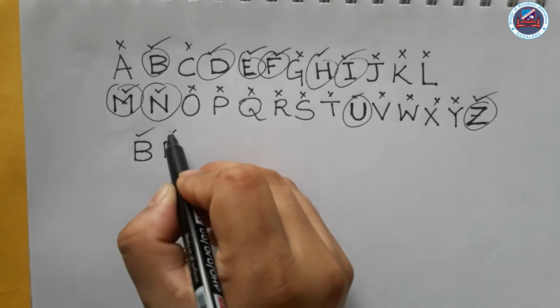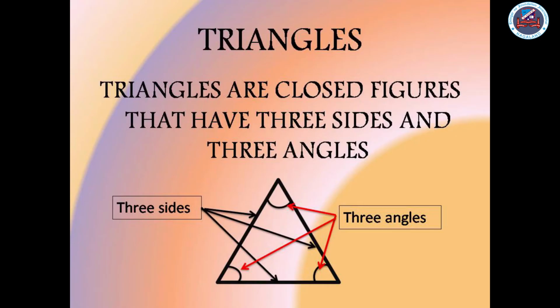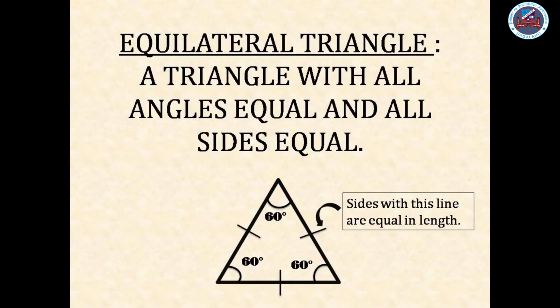parallel line. Triangles are closed figures that have 3 sides and 3 angles. The first triangle that we will be learning about is equilateral triangle. A triangle with all sides equal and all angles equal are known as equilateral triangle.